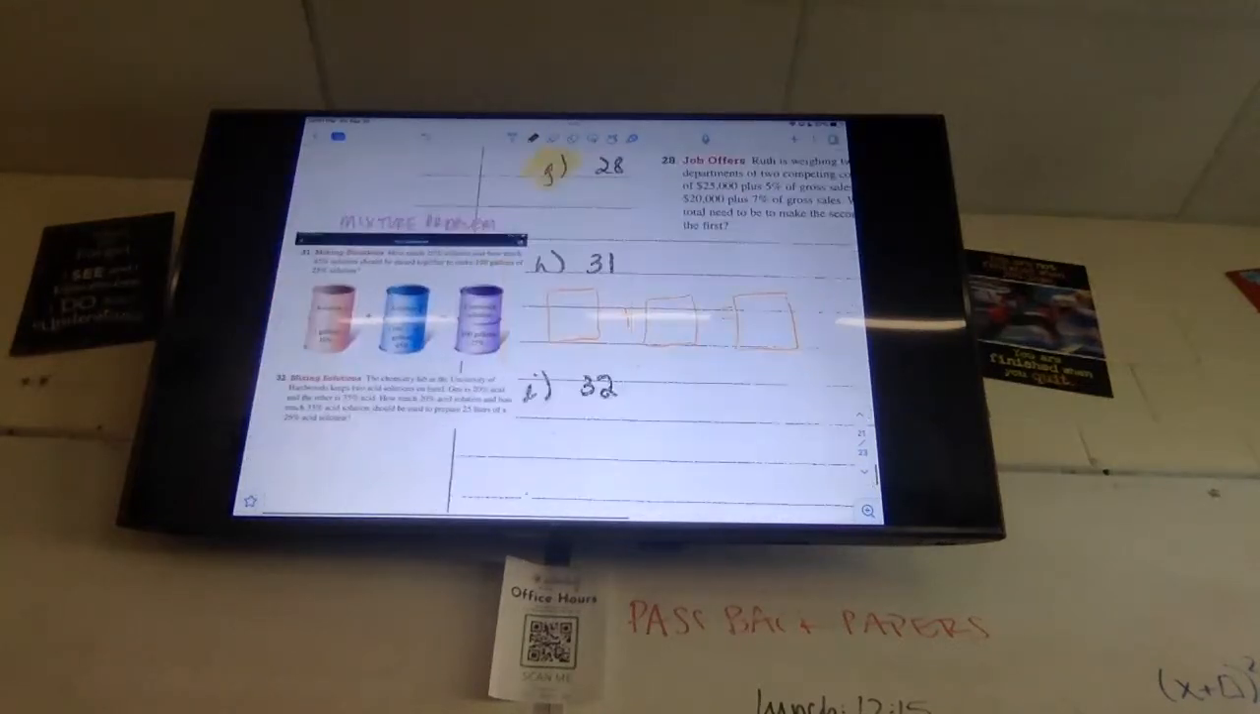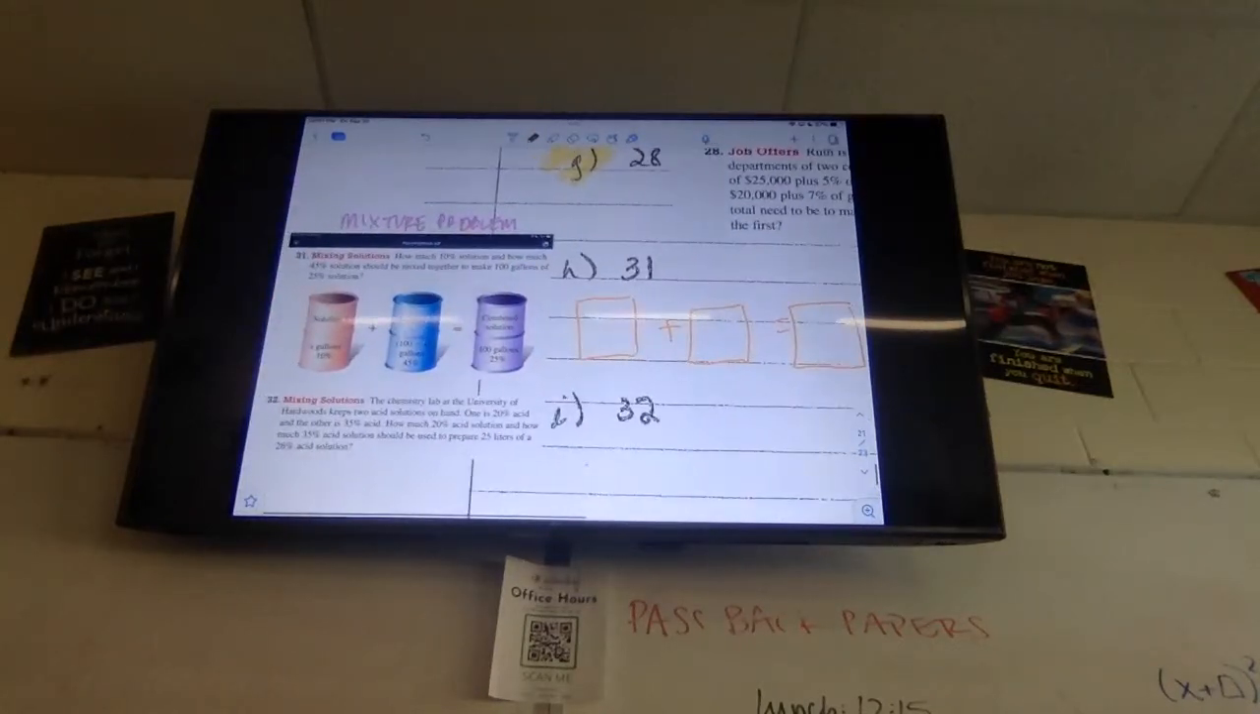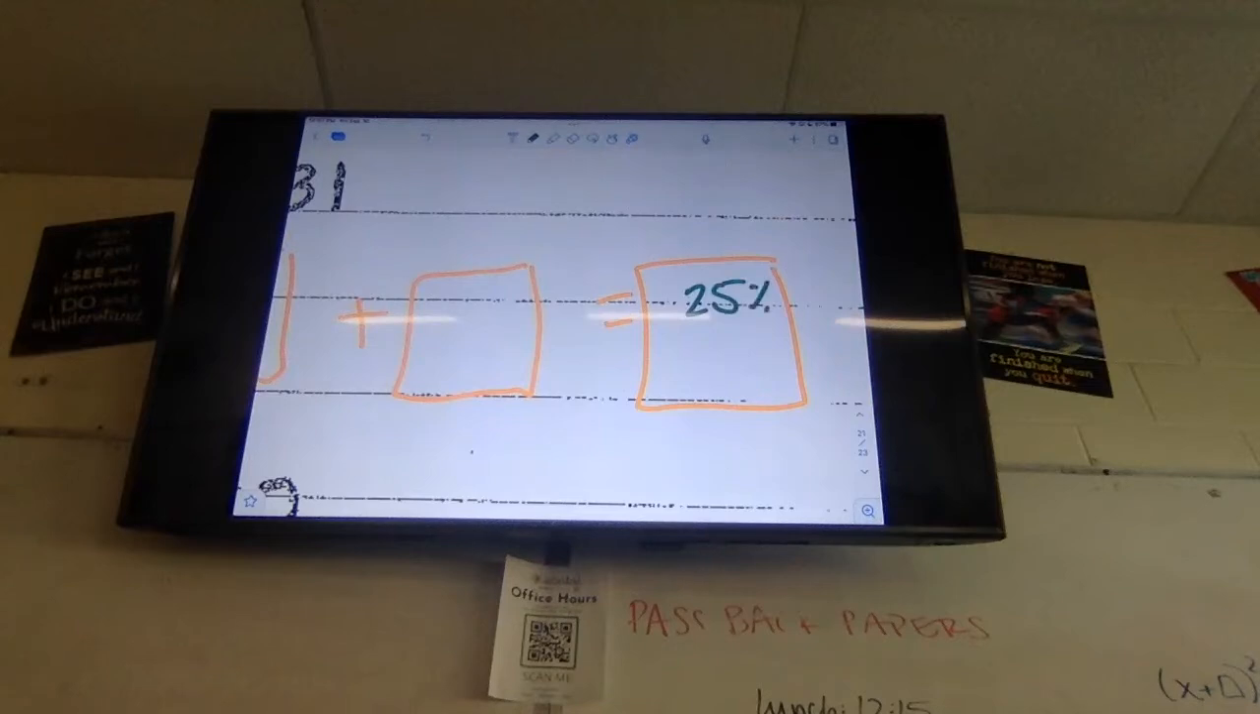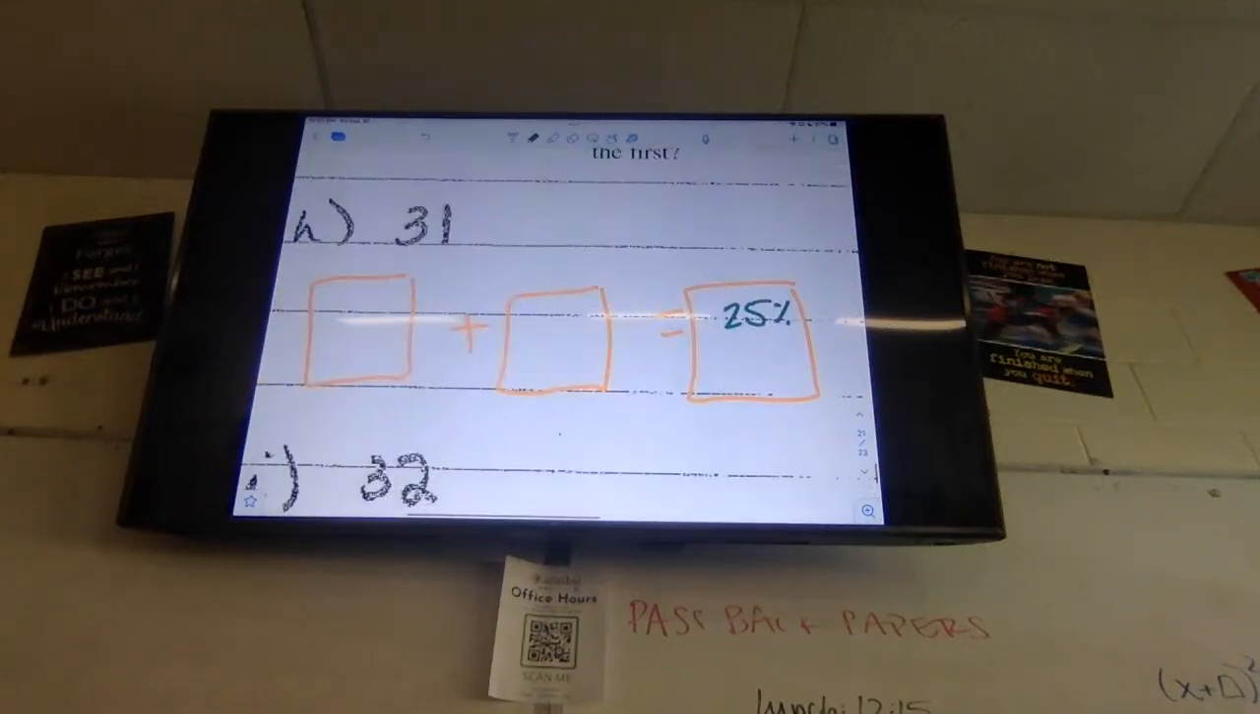Let's go with the percentage first. The problem says how much 10% solution and how much 45% solution should be mixed together to make 100 gallons of 25% solution. What's the percent that I want to end on? 25%. So I'm going to write 25% in my last box, and then I'm going to write the other 2 in the other 2 boxes. They're being added, so it doesn't matter which order. I'll go smallest, 10%, to larger, 45%. Those are my percentages. Everybody good with that so far?